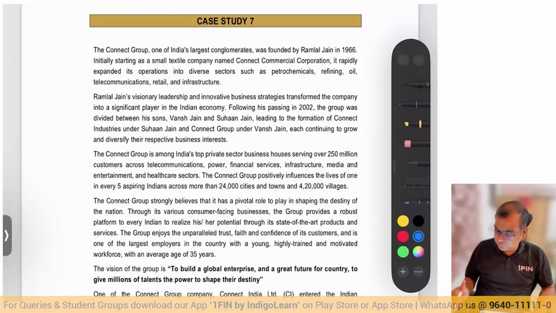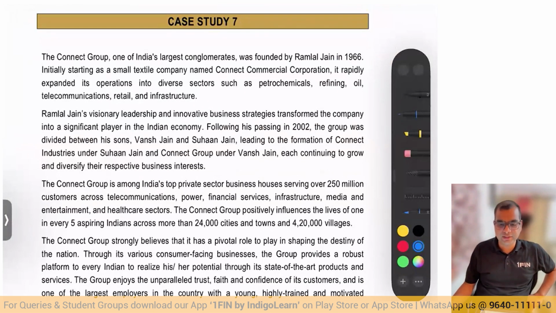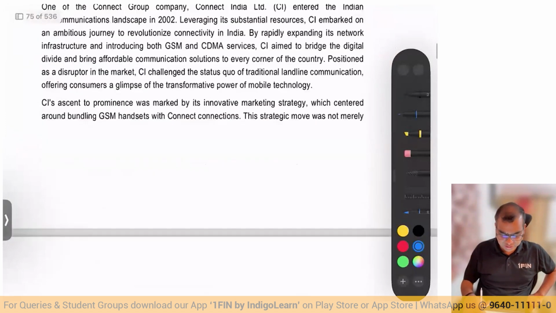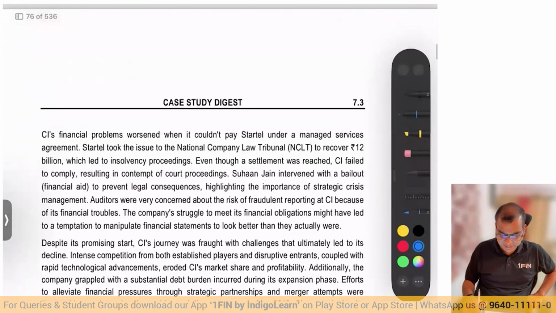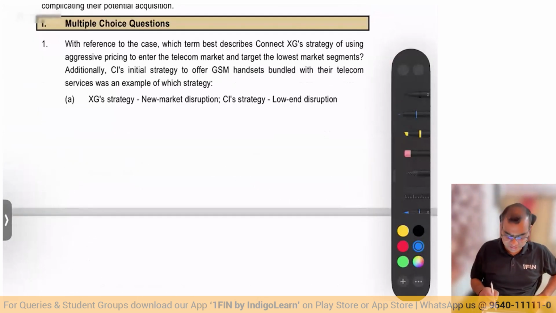Okay, so first what we're going to look at is case study 7. This is page number 75 of the ICAI's latest case study. Good. Okay, great. So as we have been telling right from the beginning, it is counterintuitive. Don't start with the case, start with the question. So first, let us look at the questions. And I have already pre-highlighted the questions with respect to the AFM chapter, AFM subject.